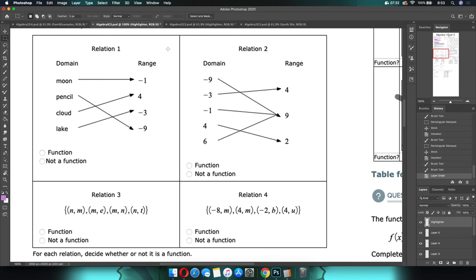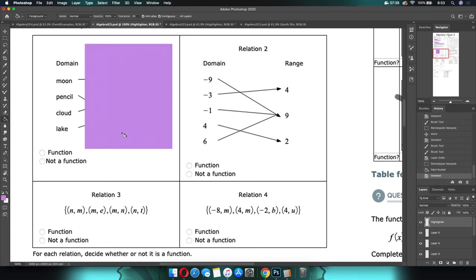What you're visually doing is completely covering up the range, because you fundamentally do not care what the range is for now. Next chapter, goal 4, the range is going to matter very much. What you're looking for, though, visually is this. It only points to one. Pencil only points to one. Cloud only points to one.